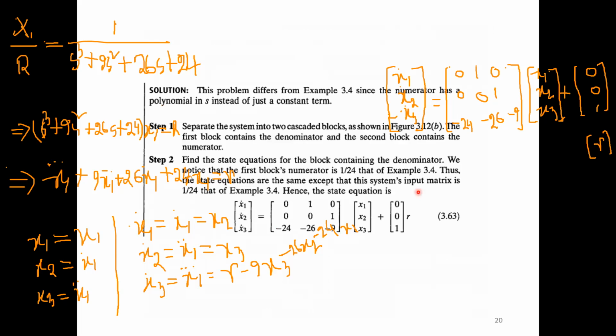Let me check. Yes. See, so that is your first part. This will come for the first part. That is the way which I have shown to you. Okay, you have to follow this way.